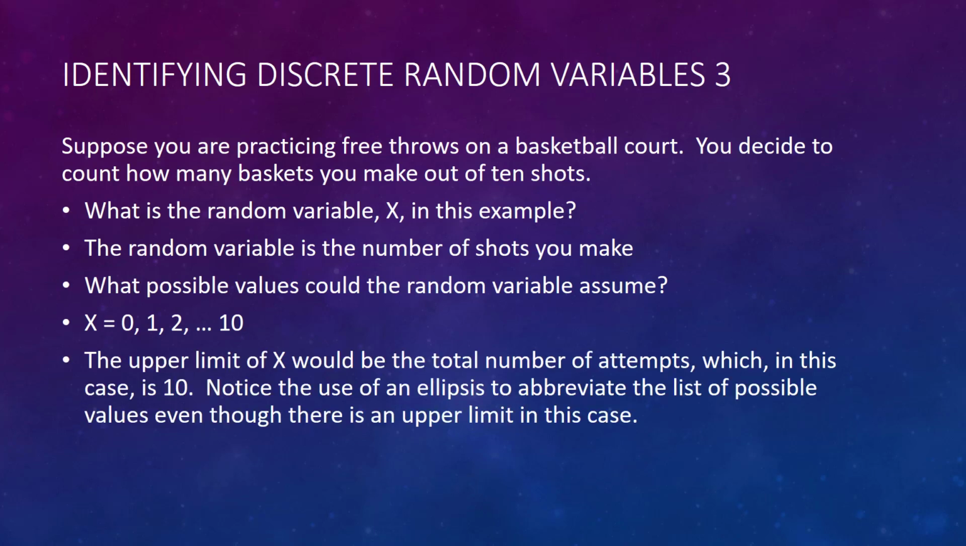Notice that the upper limit of this random variable is the total number of attempts, which in this case is 10. However, instead of listing all of those numbers, we use an ellipsis to abbreviate the list of possible values, even though in this case there is an upper limit.